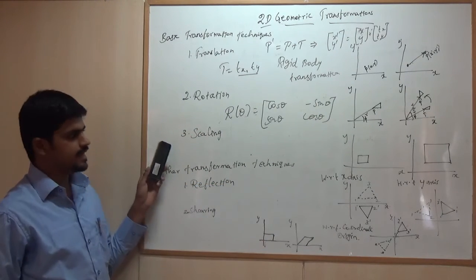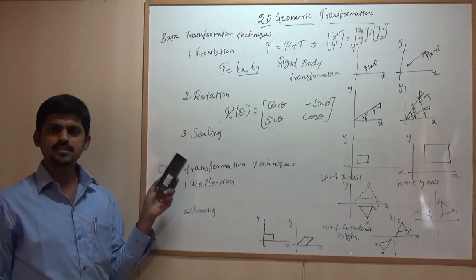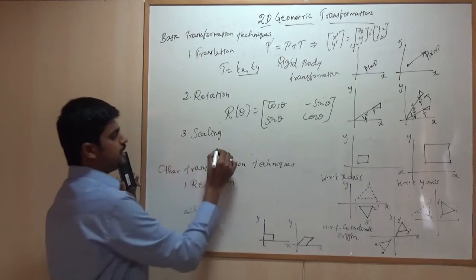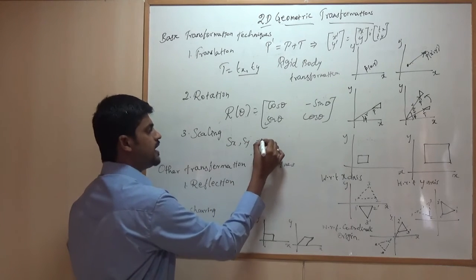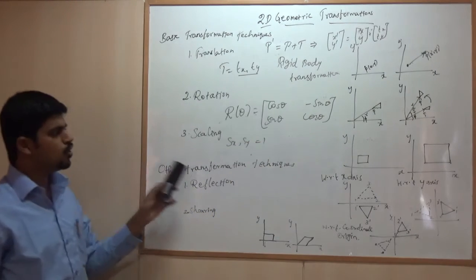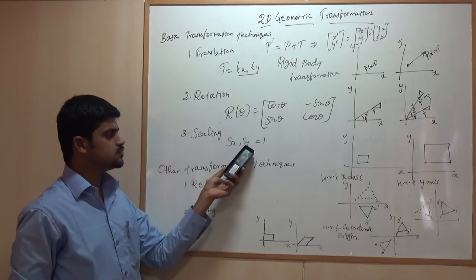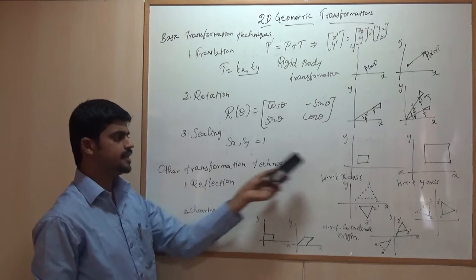When you come to scaling, it is the process of either enlarging the size of the object or reducing the size of the object. So the scaling parameters Sx and Sy will be there. When you give a value of 1 for both Sx and Sy, which means there is no change in the object size, it retains the same size.